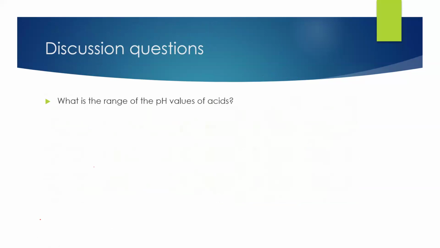So we have some discussion questions here. What is the range of the pH values of acids? You can post in the chat or raise your hand and tell us. The range of pH value of acids, I think, is 1 to 6. Okay, very good. 1 to 6, thank you.